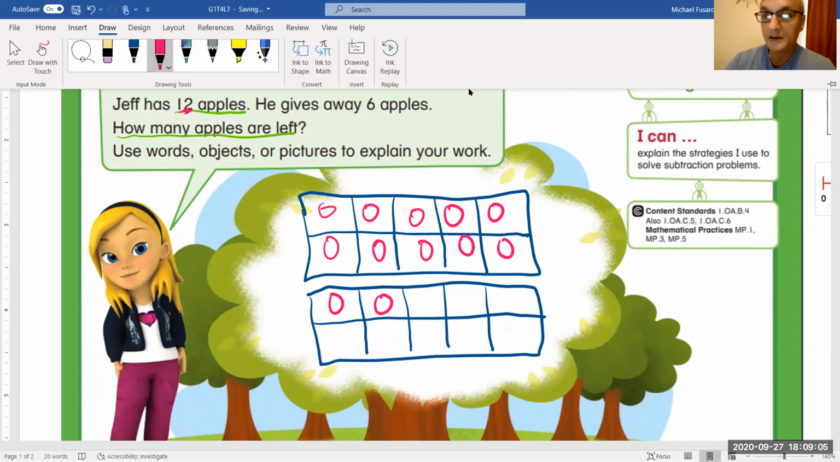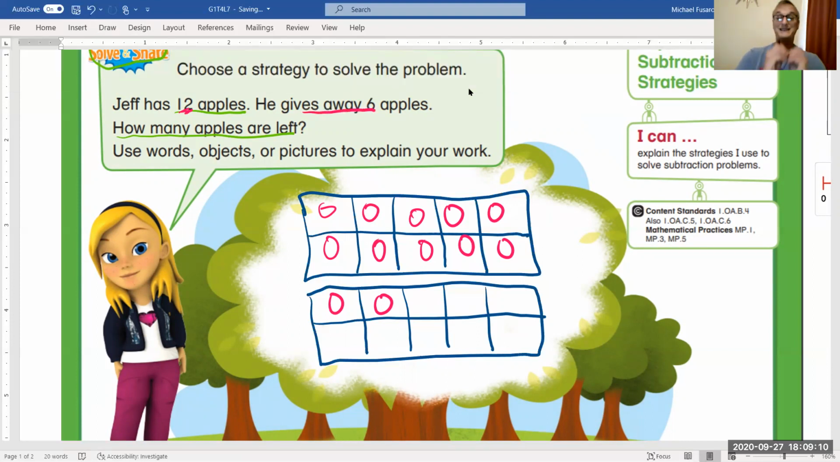Draw. Let's get the red. And we know we're going to take away, he gives away 6 apples. We know that he does not have them anymore. So we have to give away 6 apples, pretend. And we're going to give away 1. I could have done that a little better. 1, 2, 3, 4, 5, and 6. So that means the ones we did not cross off, boys and girls, are what's left over, right? How many are left? And that's how we use the double tens frame strategy.